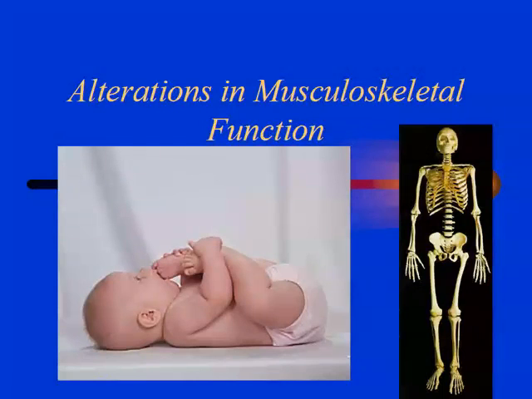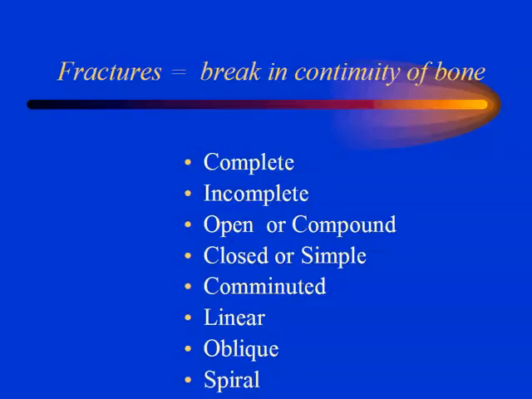On the right, you're going to see the axial skeleton. A fracture is a break in the continuity of the bone. A complete fracture means that it is broken all the way through. An incomplete fracture means it's damaged, yet it's still intact. It's not broken all the way through. An open or compound fracture means the skin is broken and you see the bone. A closed or simple fracture could be either a complete or an incomplete fracture.